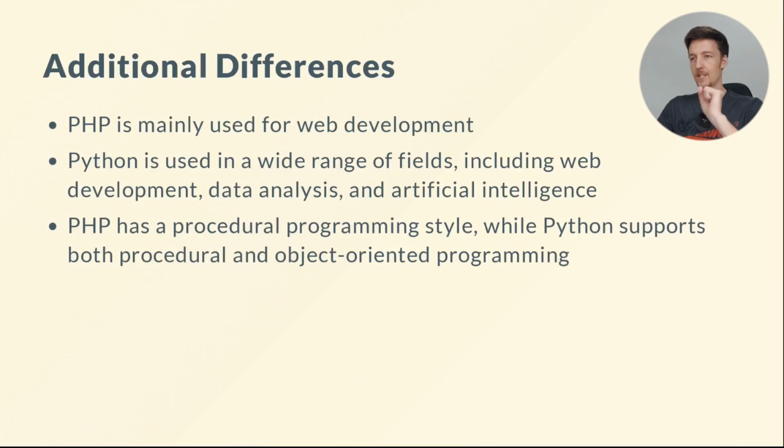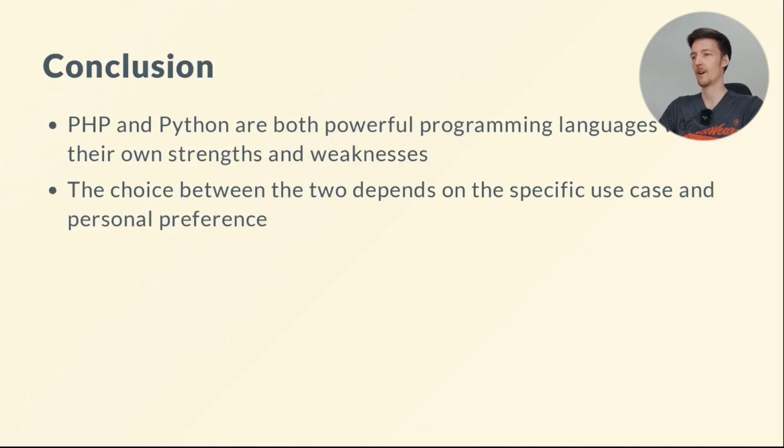Additional differences. PHP is mainly used for web development. Python is used in a wide range of fields, including web development, data analysis, and artificial intelligence. PHP has a procedural programming style, while Python supports both procedural and object-oriented programming. Well, that is not true. PHP supports, of course, object-oriented programming as well. In fact, I see more object-oriented programming in PHP than Python. Whatever. Conclusion. PHP and Python are both powerful programming languages with their own strengths and weaknesses. The choice between the two depends on the specific use case and personal preference.